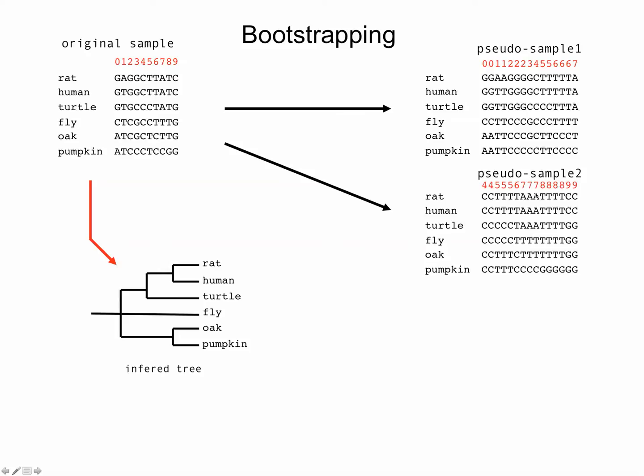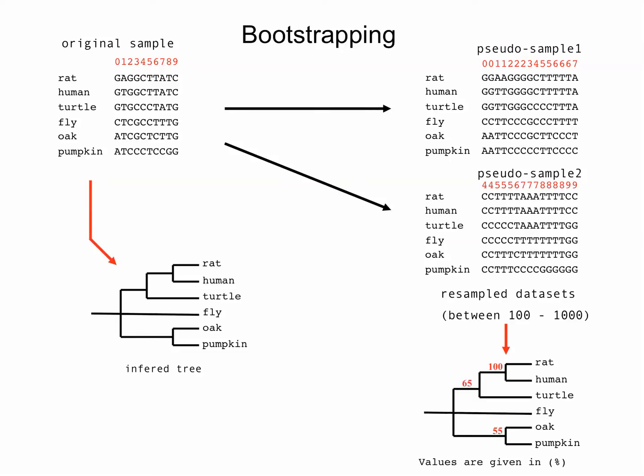Another transformation is carried out on the other sample, and so on until we obtain around 100 to 1000 datasets with these transformations. After the resampling of these datasets, the resulting trees include the statistical support of each branch according to the calculation.